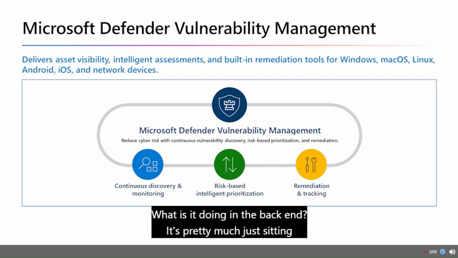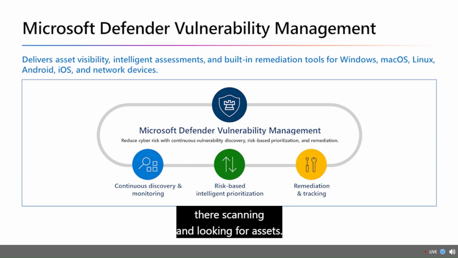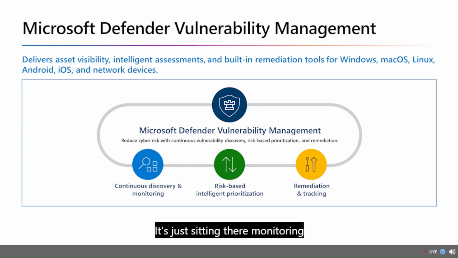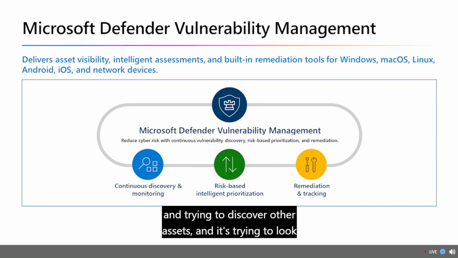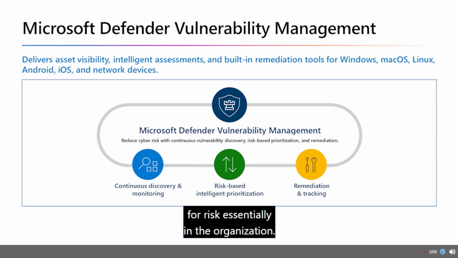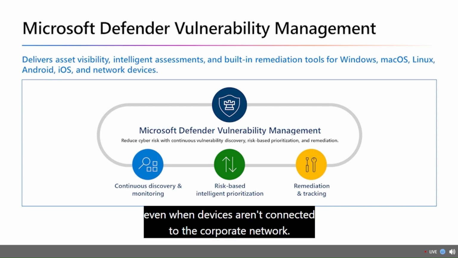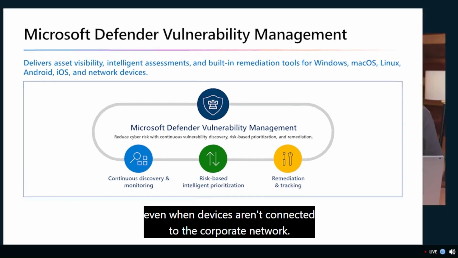So what is it doing in the back end? Well, it's pretty much just sitting there scanning and looking for assets. It's just sitting there monitoring and trying to discover other assets. And it's trying to look for risk essentially in the organization. So it uses built-in agentless scanners and is constantly monitoring and detecting risk in the organization, even when devices aren't connected to the corporate network.